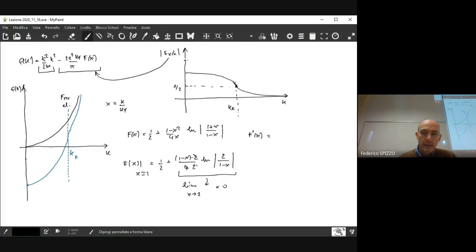So here we have a product, so we make the derivative of that. We have just 1/2 times the derivative of the first term, that is -1, and then we have the logarithm of 2 divided by 1 minus x. Then we have the first term times the derivative of the logarithm.